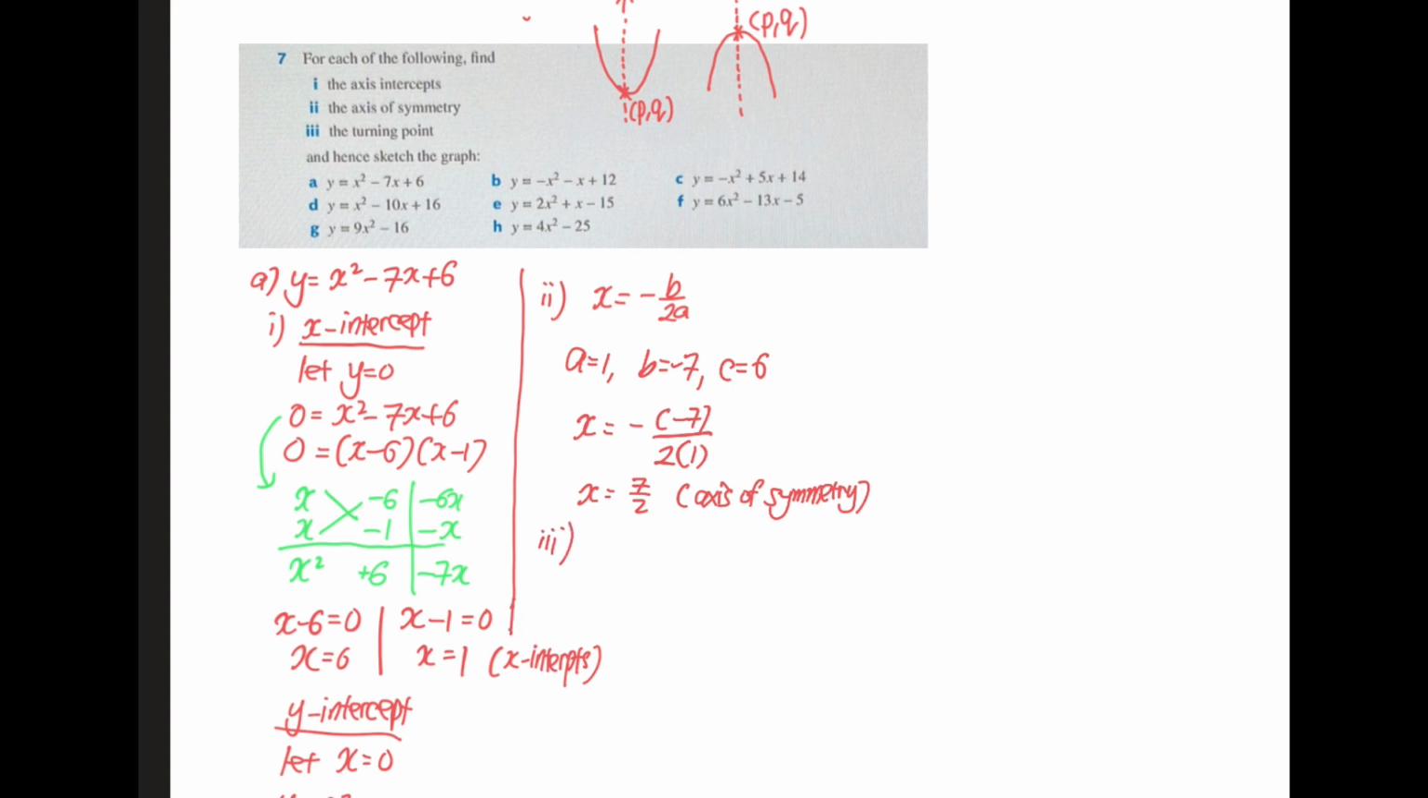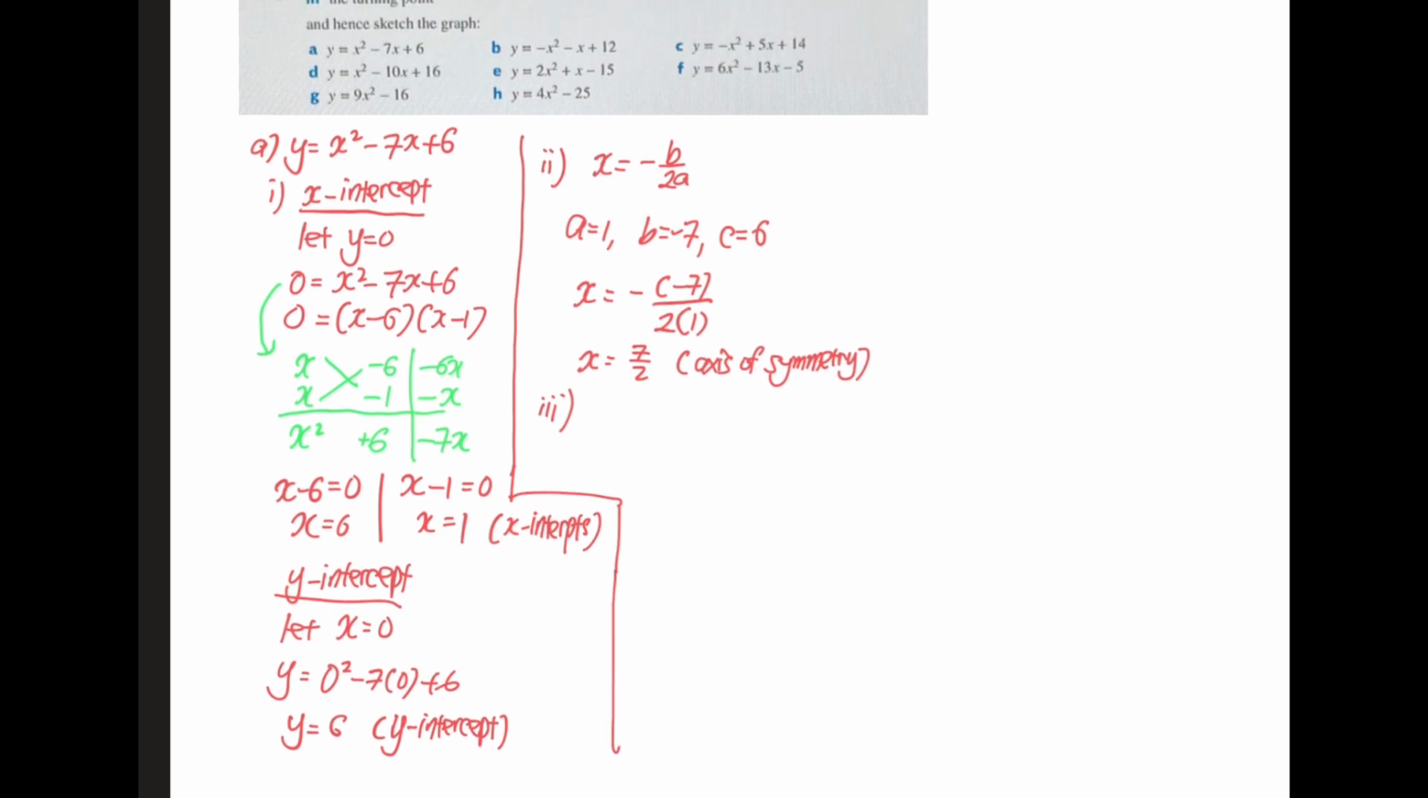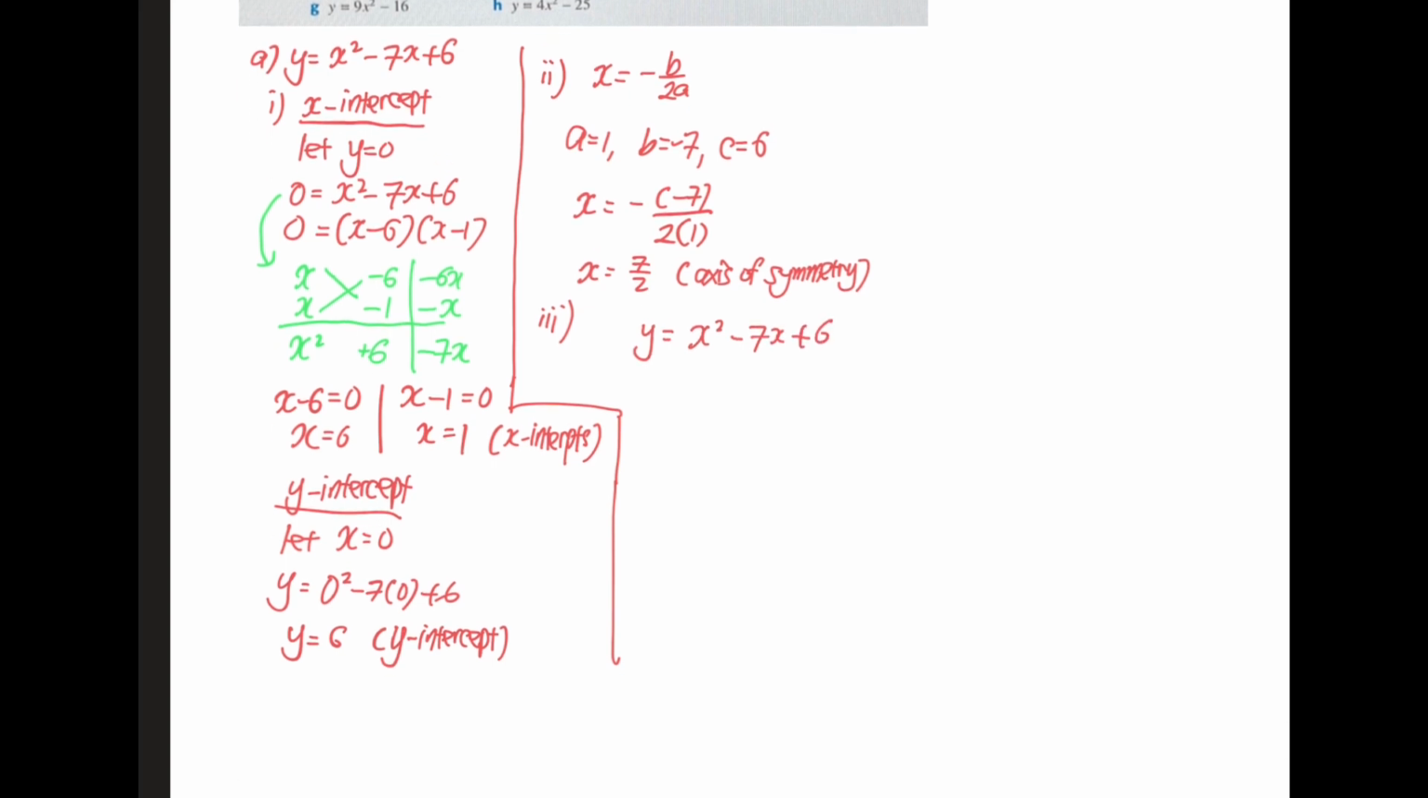For the turning point, we have to do completing the square. So y equal to x squared minus 7x plus 6. To do completing the square, we have to make sure in front of x squared there is no other number. If there is any number, factorize that. If there's no number, then you can start straight away. We focus on the b, which is minus 7, so we put b over 2 squared and minus b over 2 squared afterwards.